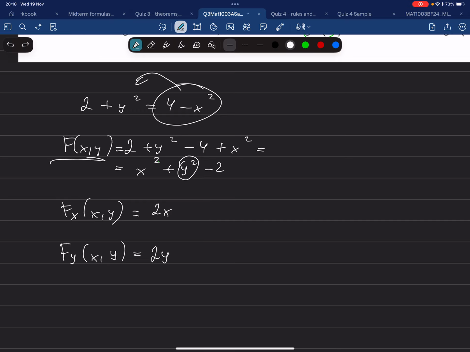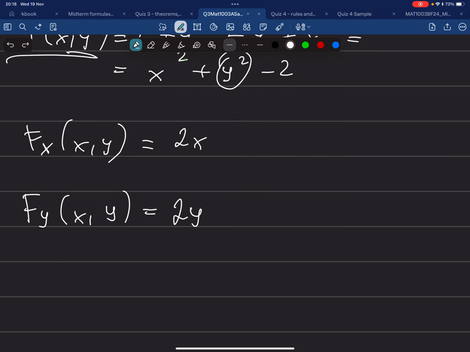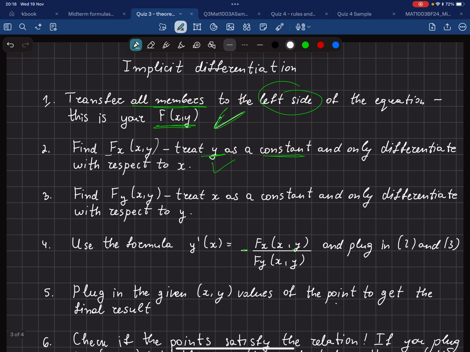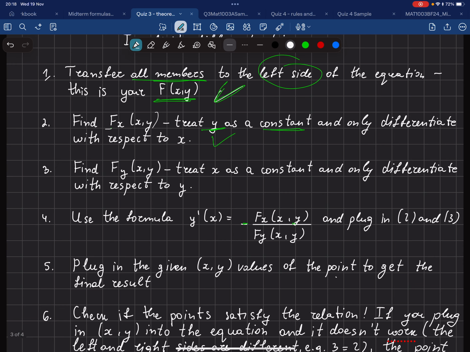It doesn't change. So the derivative is going to be 0. Therefore, this is my final answer for fy of x and y. Okay, these are my two derivatives with respect to x and y. Okay. Step number 4. So we take these that we just found.